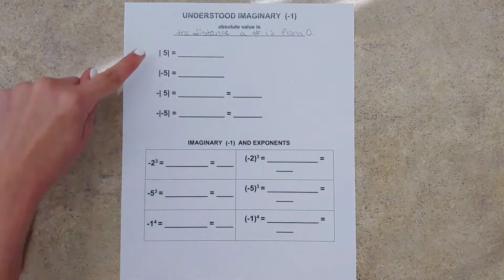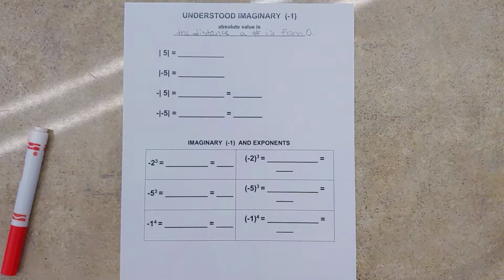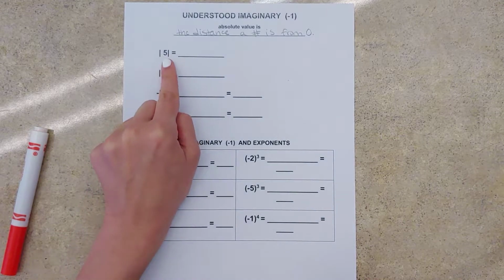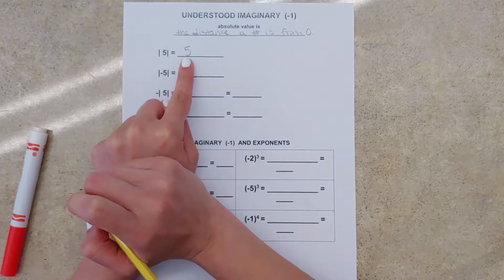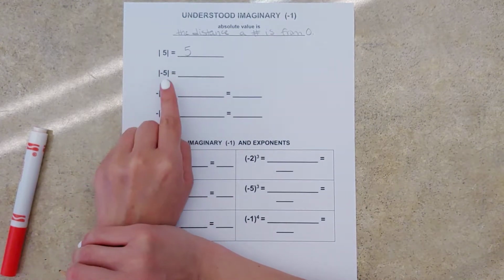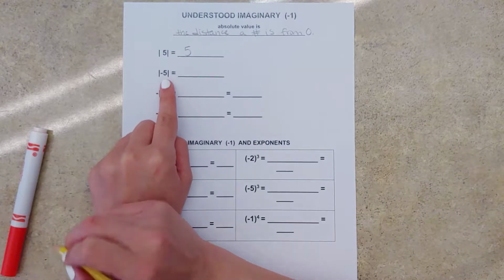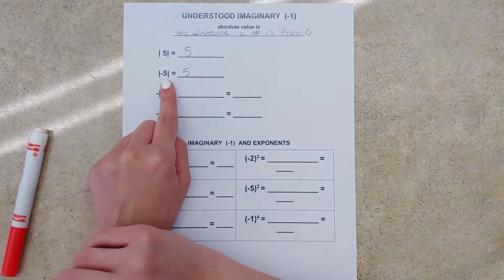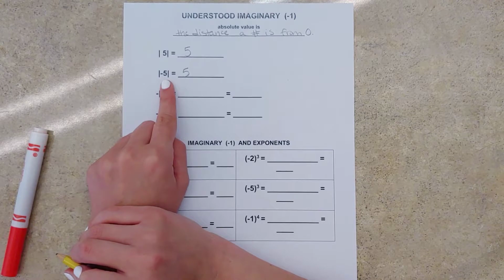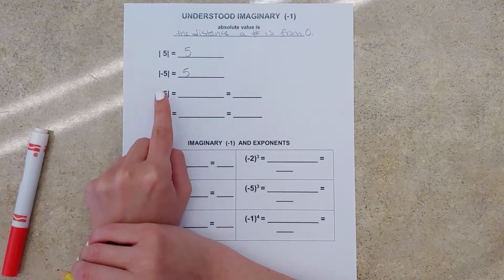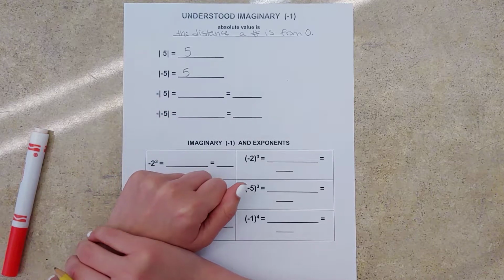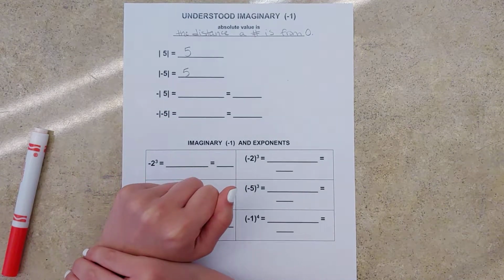All right, so these first two look pretty basic. There's nothing really weird going on with these. It's just a number inside our absolute value symbol. So the absolute value of 5 is 5 because 5 is 5 spaces away from 0 on a number line. The absolute value of negative 5 is 5 because negative 5 is 5 spaces away from 0 on a number line.